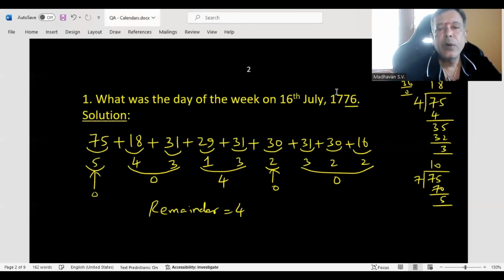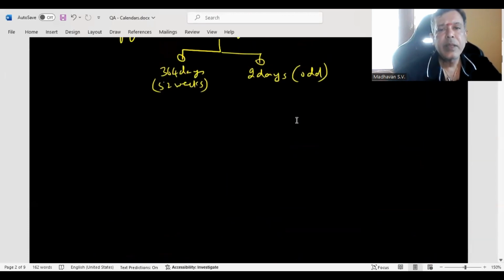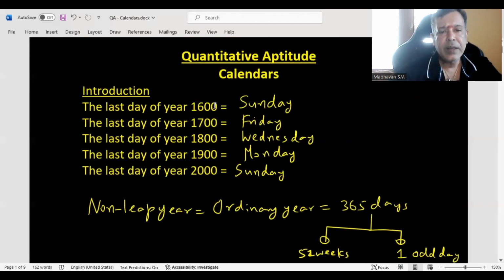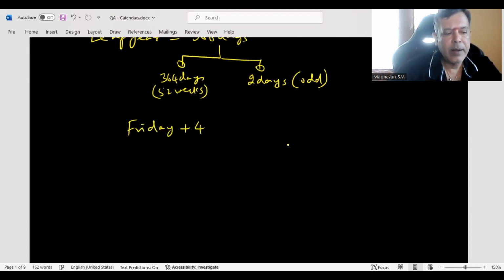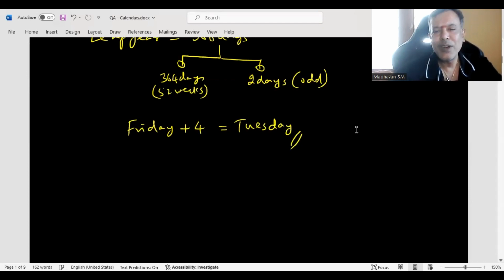Now, we know the last day of the year 1700 is Friday, which means we need to add 4 odd days from Friday: Saturday, Sunday, Monday, Tuesday. So we get the day as Tuesday. That is the solution for this question. Let us move on to the next.